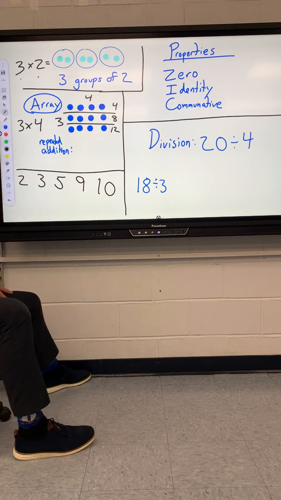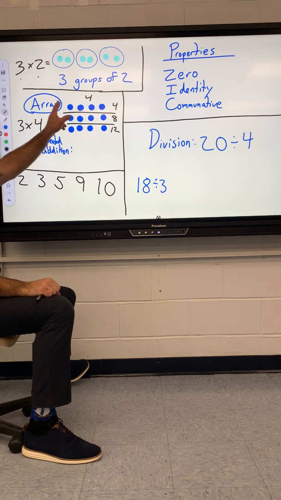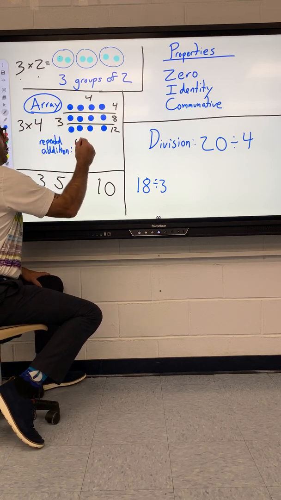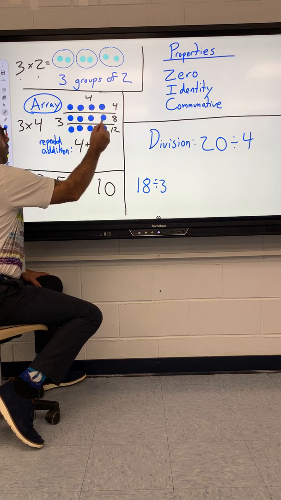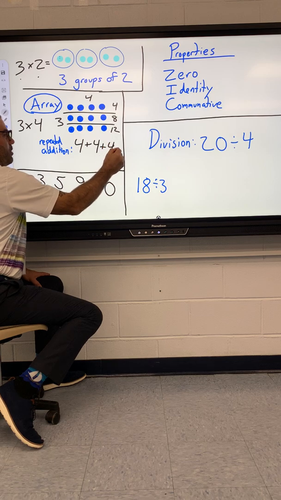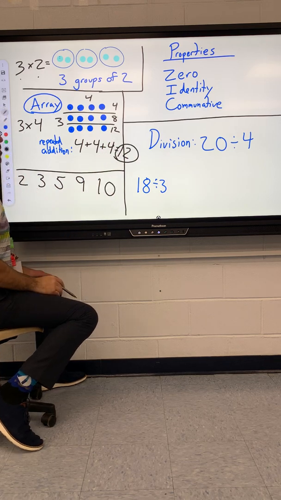Now if I was doing repeated addition for this, 3 groups of 4, or 3 fours, I look at it and go this way. So I just say 4 plus 4 plus 4. And if I would add those up, I would get 12, okay?